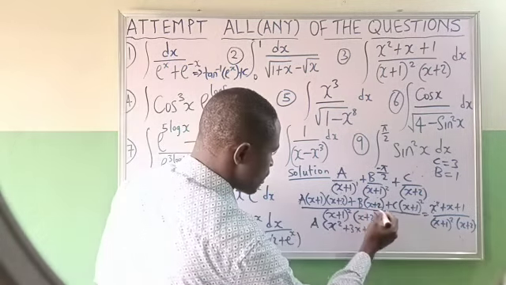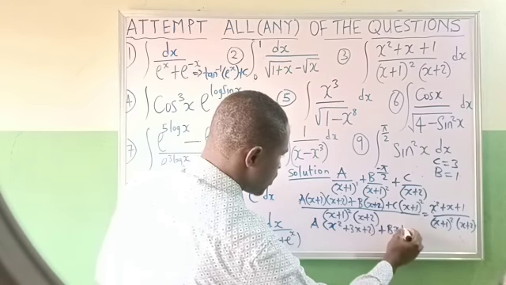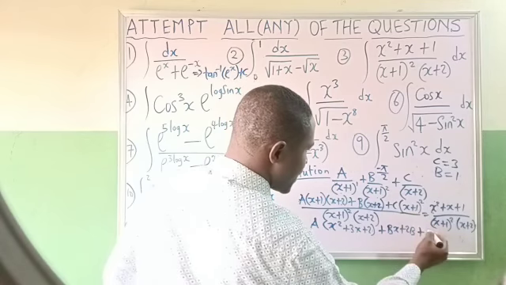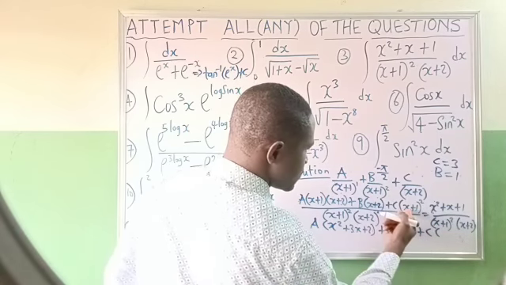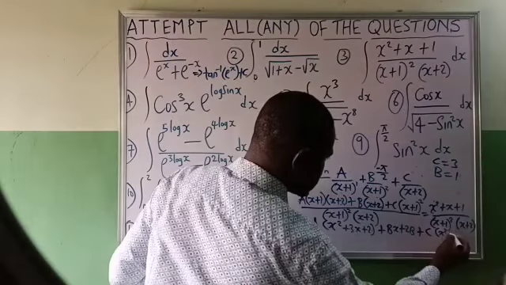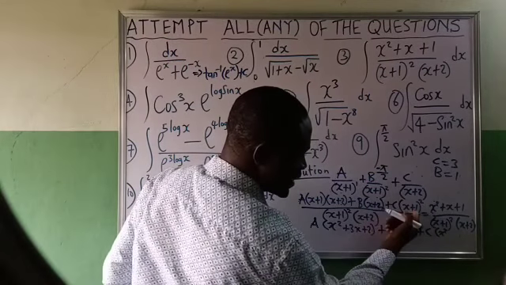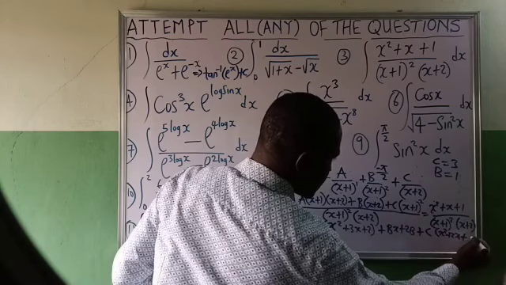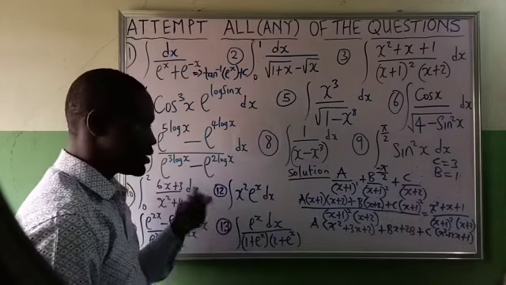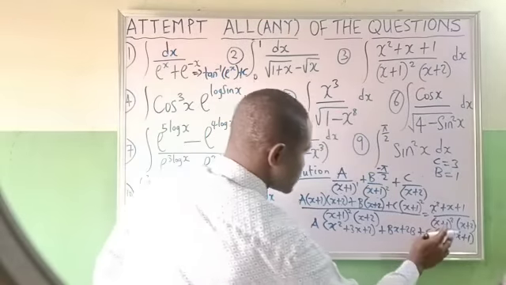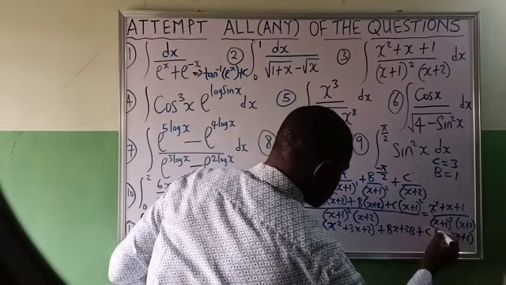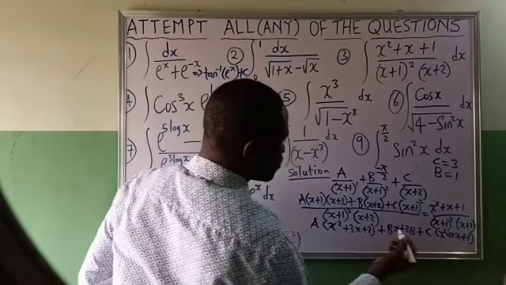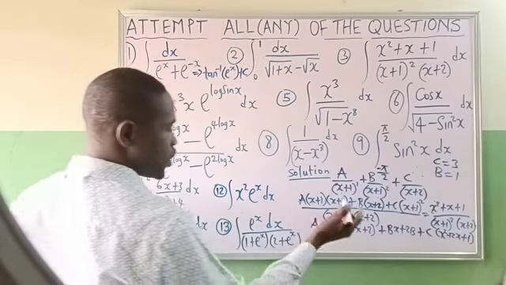plus this one will give me bx plus 2b, plus this one, to expand it, c bracket x squared, 2 times x, 2x times 1, 2x, then 1 squared is 1. I've expanded it. These answers we got here, please, we need to sort them out.